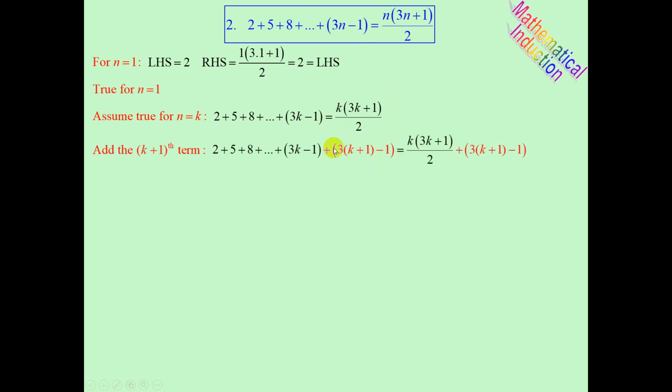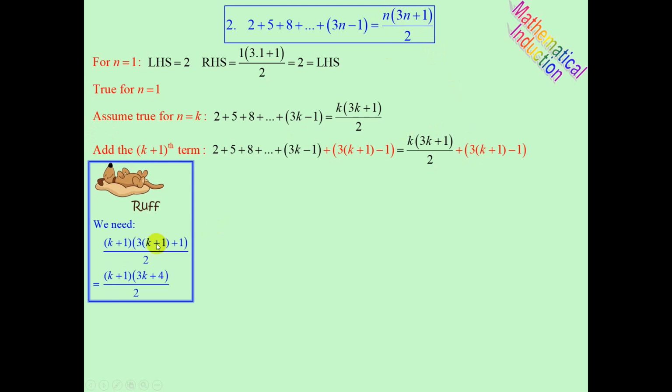So there's the k plus 1th term, 3 times k plus 1 minus 1. There it is. And we add the same to that side. Our rough work, well, we know that we're going to have to end up with a k plus 1 instead of the n there, and a k plus 1 instead of the n there. There we are, like that. And if I multiply that out by rough work, which you don't put into your actual proof, we end up with that. So let's hope that that's the case.